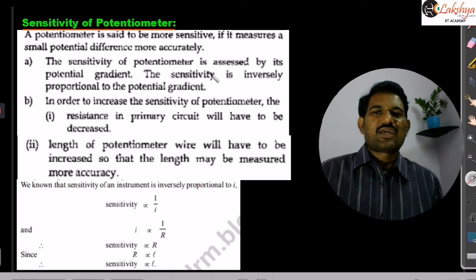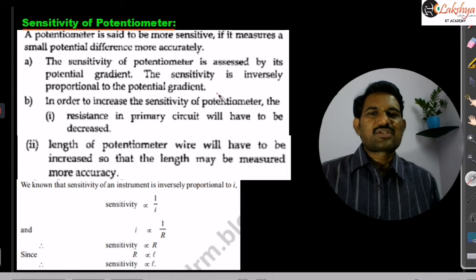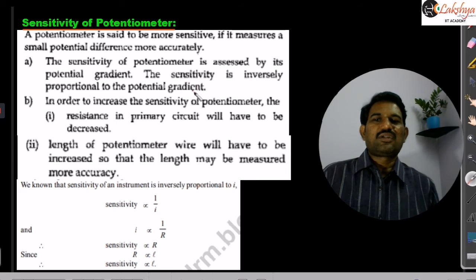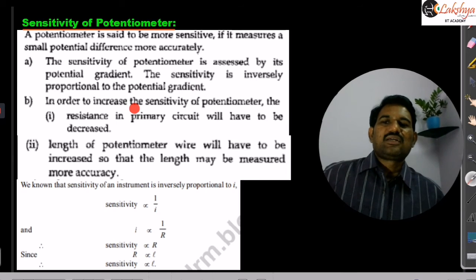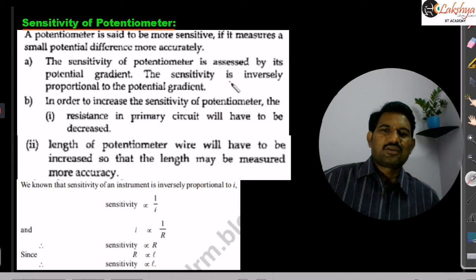Actually the sensitivity of the potentiometer depends on the potential gradient. Potential gradient is nothing but potential drop per unit length. For 1 centimeter, how much potential difference is there? So the sensitivity of the potentiometer is inversely proportional to the potential gradient. In order to increase the sensitivity of the potentiometer, the resistance per unit length has to be considered. How it is inversely proportional to sensitivity, you can see simply from this equation here.